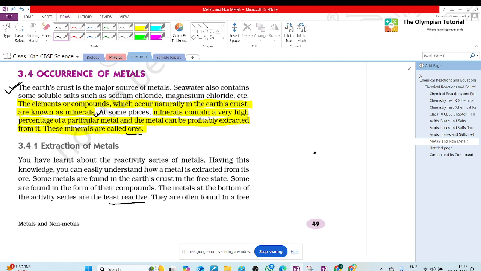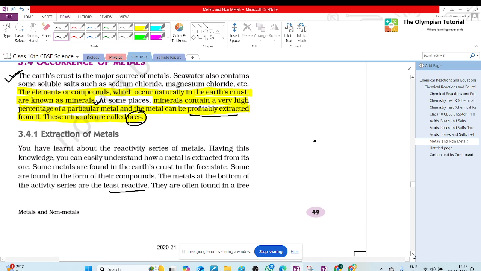Extraction of metals. Are you okay with it? What are ores? Where are they found on the earth's crust? Ores are those from which we can get metals profitably, meaning we will get more metal from them. Extraction.